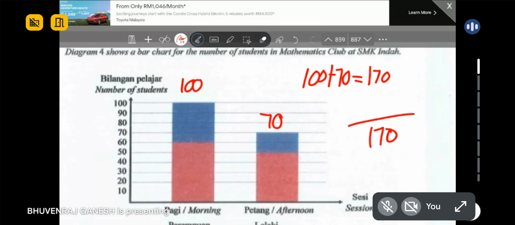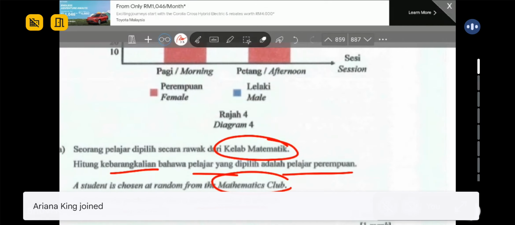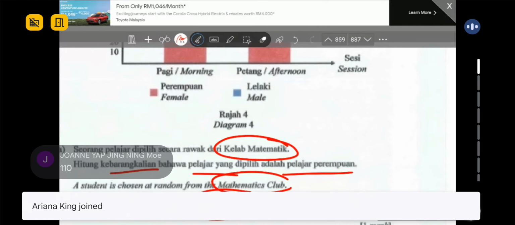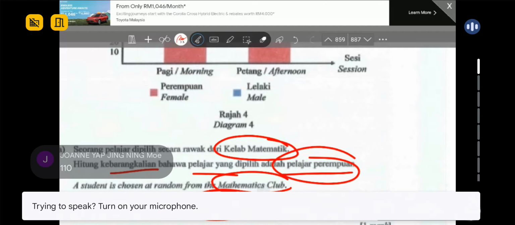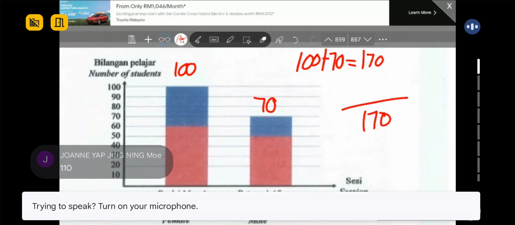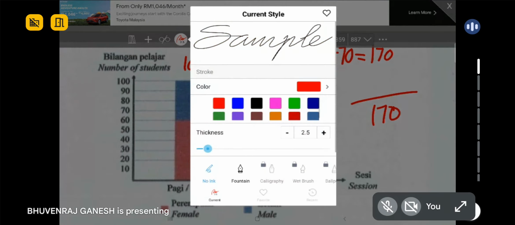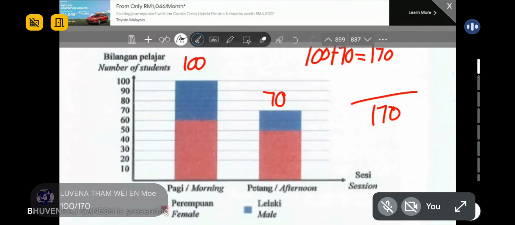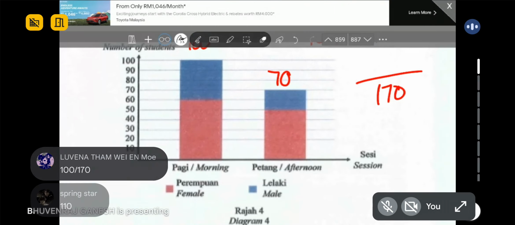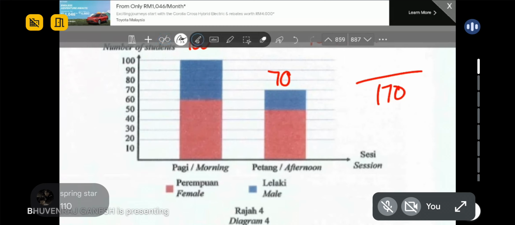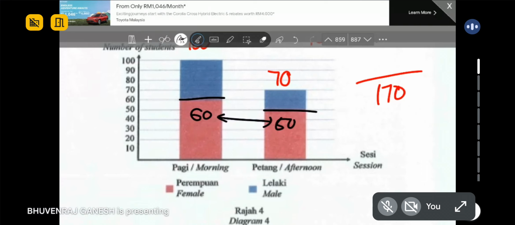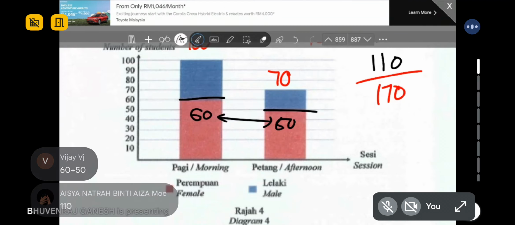Okay, and then the top part, yang atas pecahan tu apa? Female student. Kamu nak pelajar perempuan. So how many female students guys? May I know? Berapa pelajar perempuan kat sini? Merah is female. The red color is perempuan. So you guys can count and see lah. This one is 60, right? This one is 50. So total 110. Correct? 110 guys.